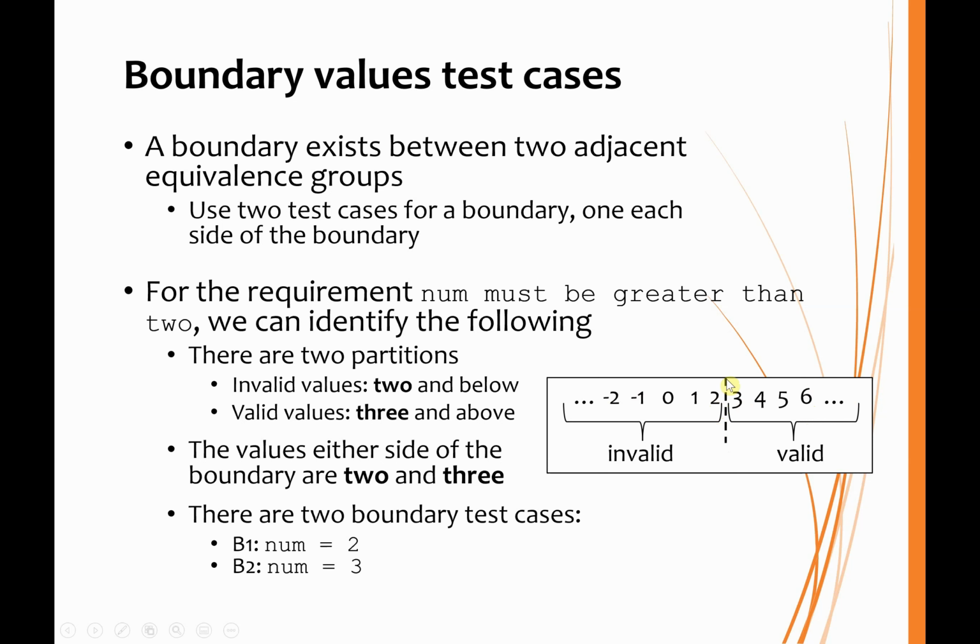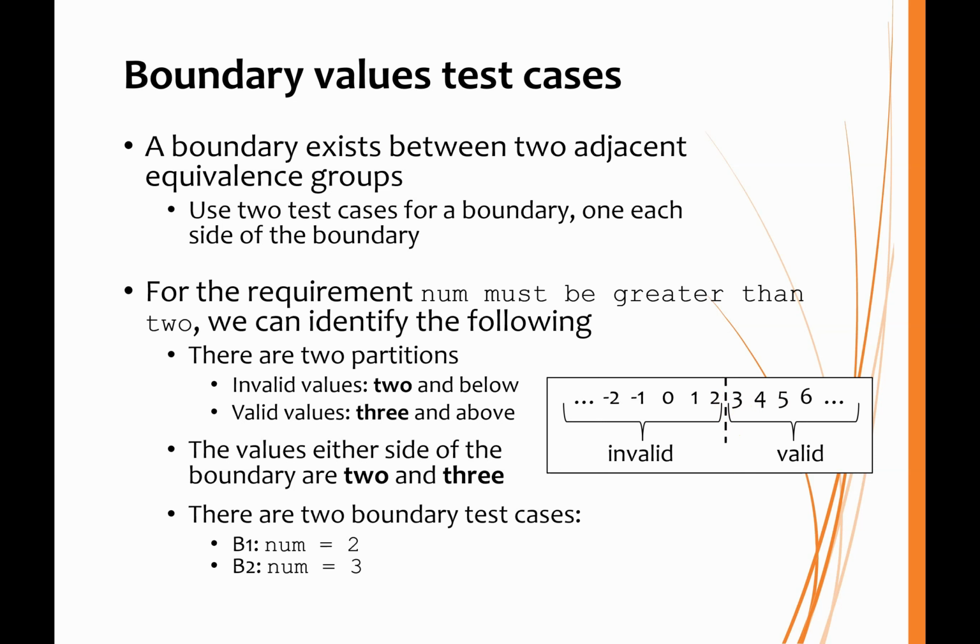And so the boundary sits between the 2 equivalence groups, that is, between the value 2 and the value 3. Or to put it another way, where we move from invalid values into valid values. And with a boundary test, what we're actually doing is putting in 2 test cases, one immediately below the boundary and one immediately above the boundary.